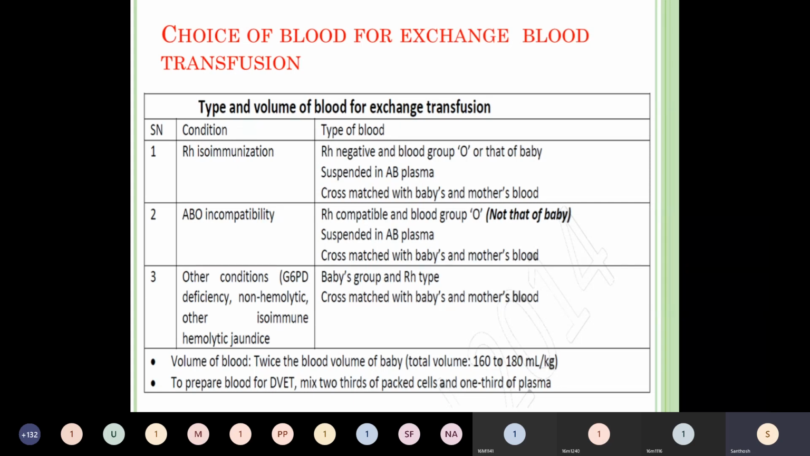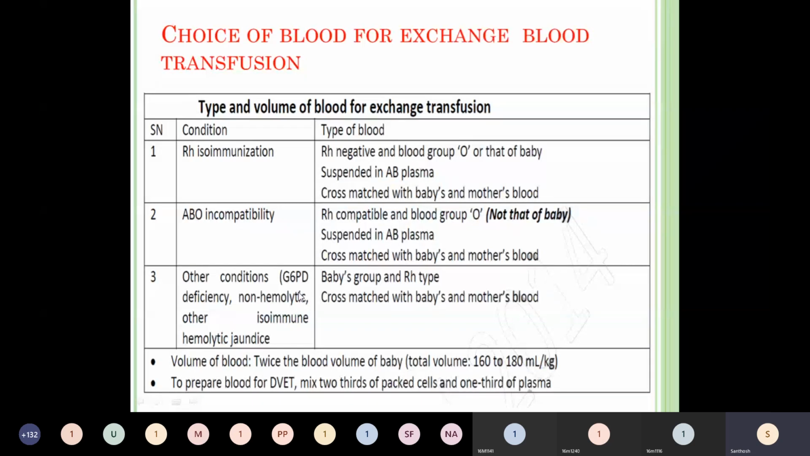What is the choice of blood? If it is Rh isoimmunization, it should be Rh negative, O negative blood. Okay. And if it is ABO incompatibility, it should be Rh compatible and blood group O, and it should not be that of the baby's blood group. Okay. And this should be suspended in AB plasma. PRBCs should be suspended in AB plasma.